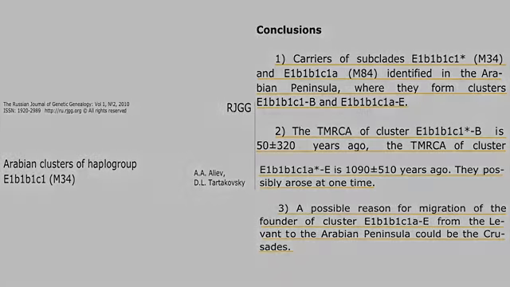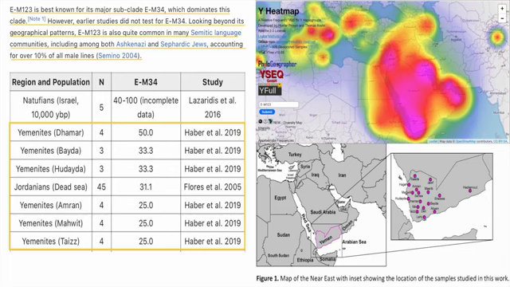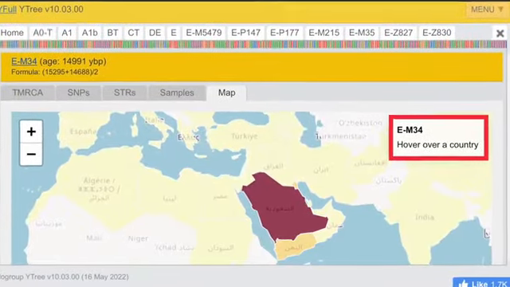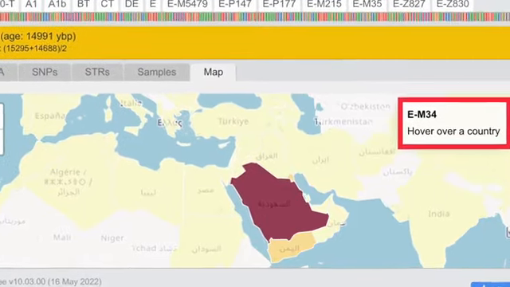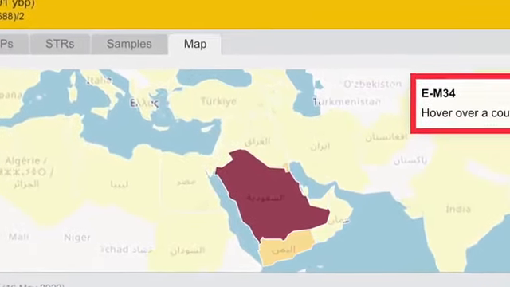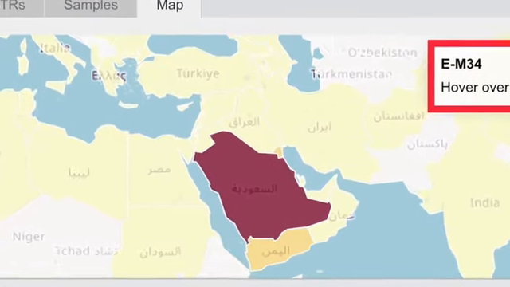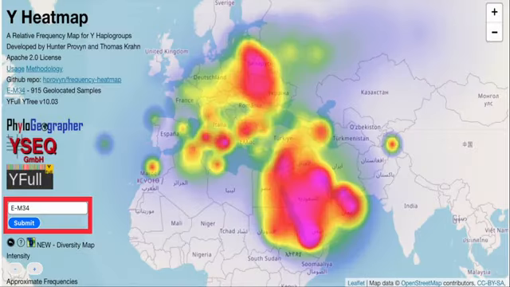With all of that being said, we can find a very high distribution of E-M34 in the Arabian Peninsula. It represents around 25 to 50% in Yemenites as an example. If you take a look at Weifel.com and type in E-M34, you can see a high percentage of this haplogroup within the Arabian Peninsula, as well as other parts of the Middle East and the Mediterranean. Also, if you type in Y heat map E-M34, you see a high distribution within the Arabian Peninsula, other parts of the Middle East, and the Mediterranean.